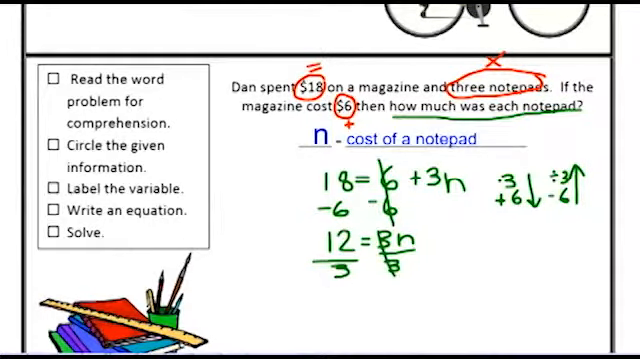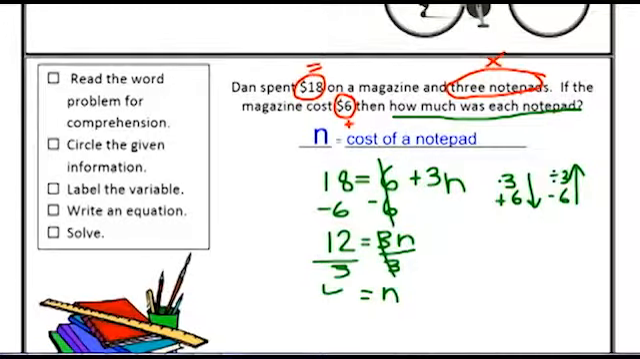That cancels. I'm left with n because I got my identity of 1. 3 divided by 3 is 1. 12 divided by 3 is 4. Now, it's not just 4, it's $4.